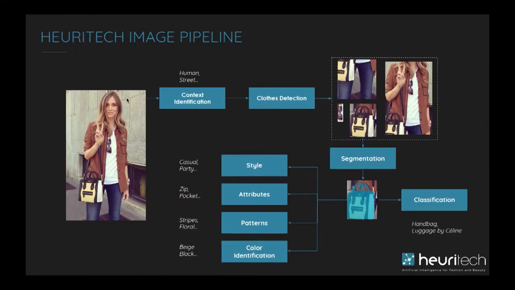So it goes like this. You start from the image on the left. You first identify some of the context, whether there's a human or whether it's in the street here. And this is a critical part, because if you don't filter out the useless images very quickly, you will find that your algorithms afterwards will have a lot of false positives. So you have to filter out as much as you can the images that are useless.